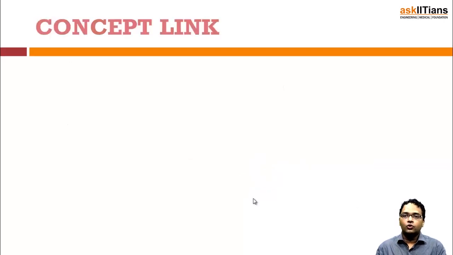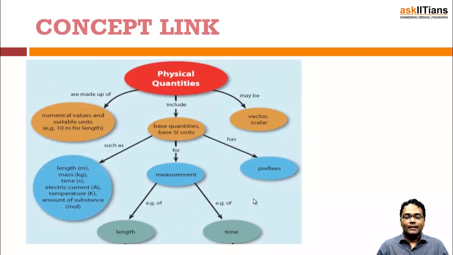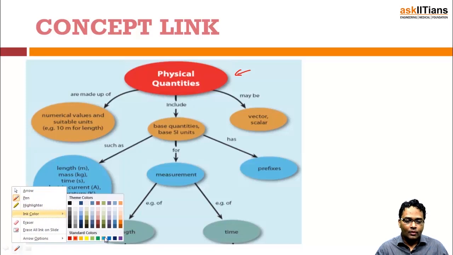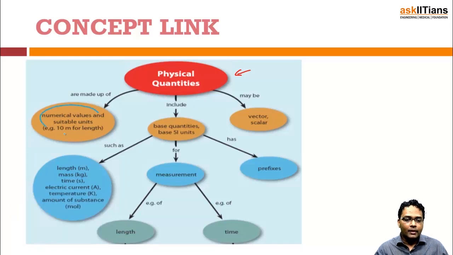Okay, so I've tried to summarize this and put everything together so that you understand what all we have learned. So we have physical quantities. What all is it made up of? It's made up of numerical values and suitable units. The physical quantities include base quantities and derived quantities. It may be either a vector quantity or a scalar quantity, right?